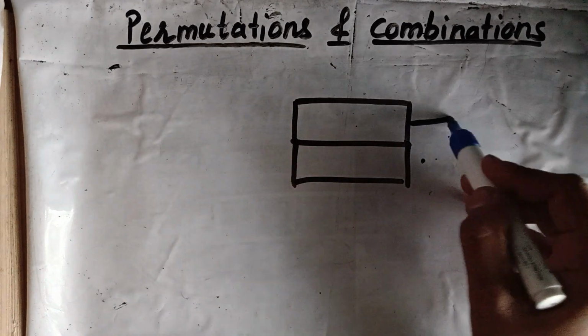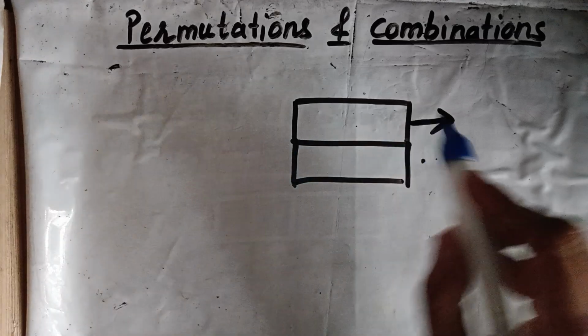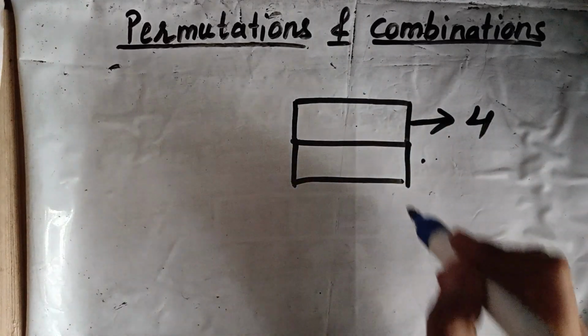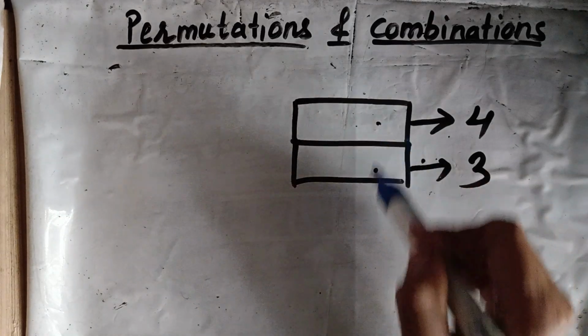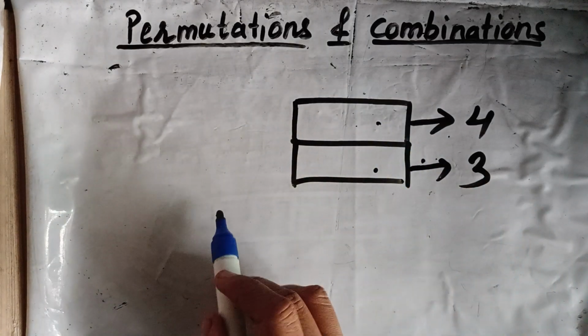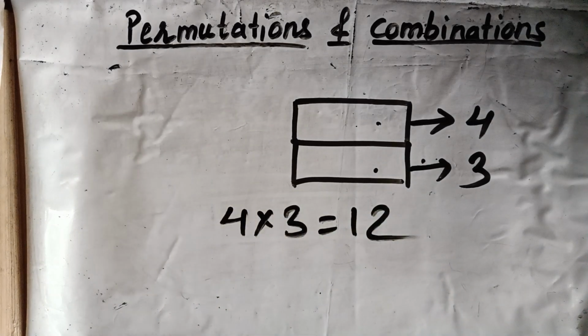So there are total 4 flags. So this place can be filled in 4 different ways, and this place can be filled in 3 different ways, because both should not be the same. So the total number of ways is 4 into 3, that is 12. Okay, next question.